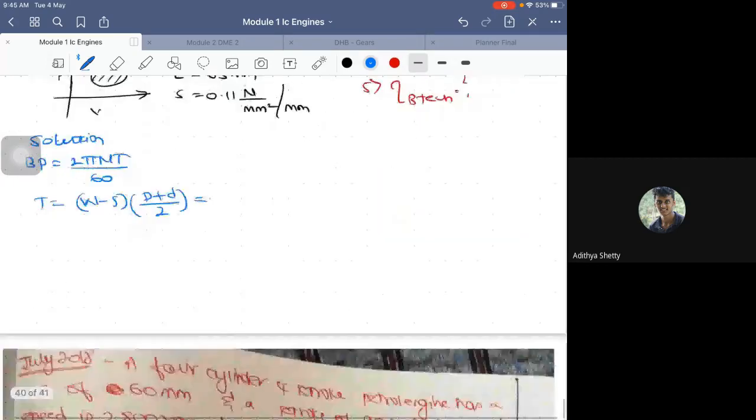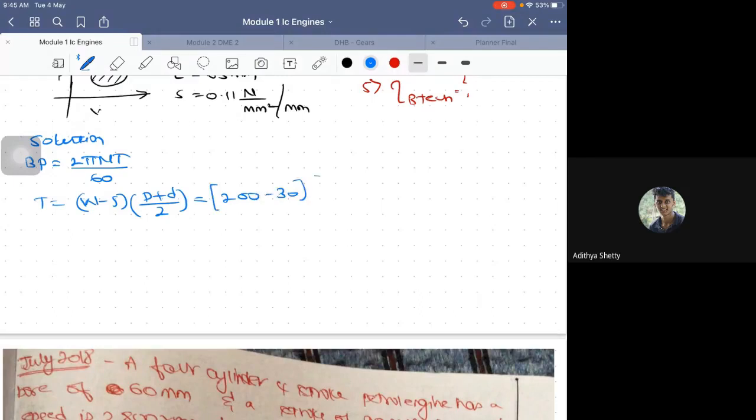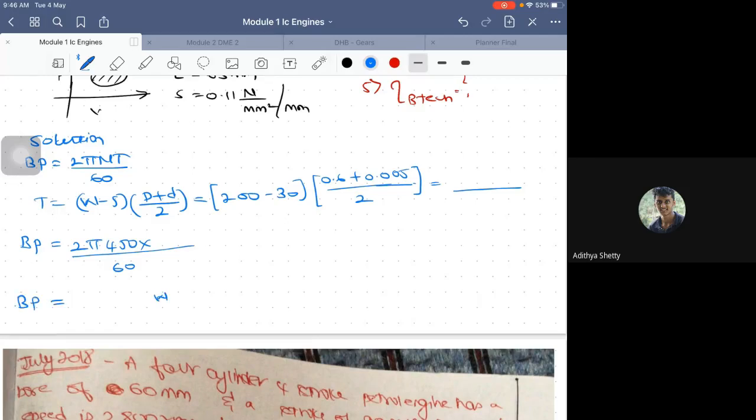So W value is given as how much? 200 minus 30, into capital D, which is 0.6, plus 0.005. I'm substituting in meters, divided by 2. Whatever value of torque you get, once you have it, go for the BP calculation. It is 2 pi N, where N value is 450, cross the torque value, divided by 60. Thereby you will calculate the value of BP in watts.